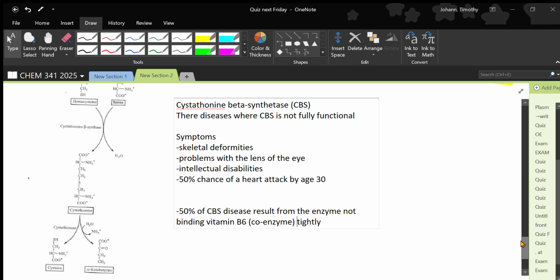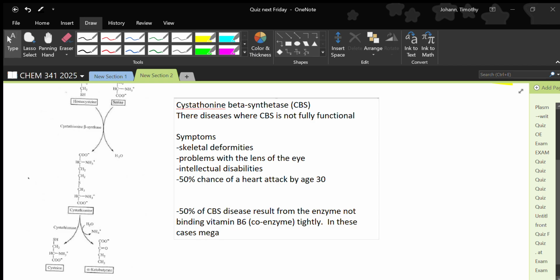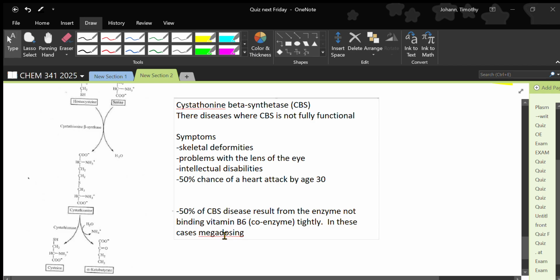So you could do gene therapy. Gene therapy is tough. It doesn't always catch, right? You could replace the enzyme. That's tough. What else could you do? Yeah, mega dose vitamin B6. So what you do in these cases is you mega dose. Mega dosing vitamin B6 is the treatment.